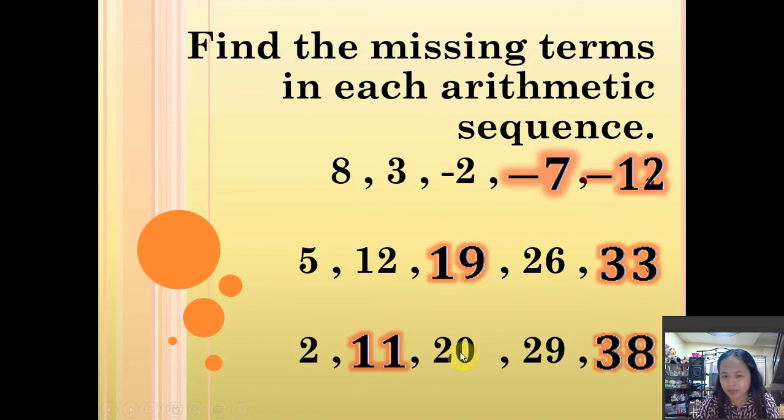Again, what is the common difference of this sequence? That is 9. So how did we get the common difference? 11 minus 2, that's 9. 20 minus 11, that's 9. 29 minus 20, that's 9. And 38 minus 29 is 9.